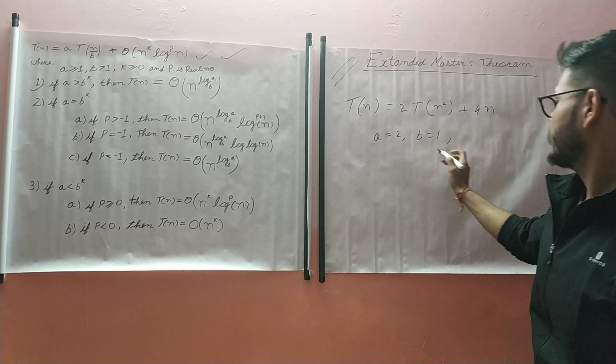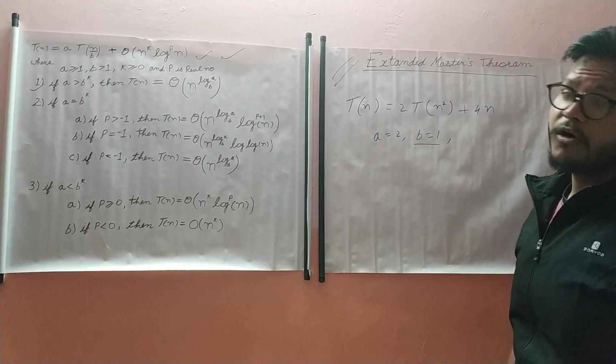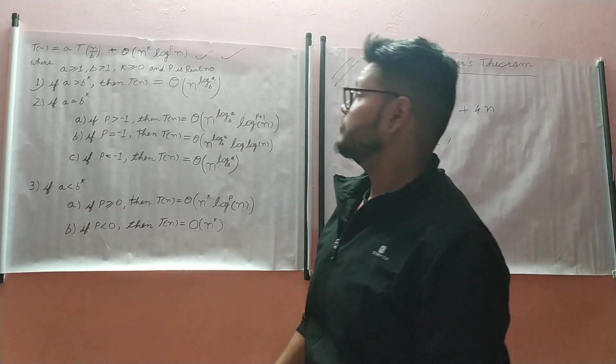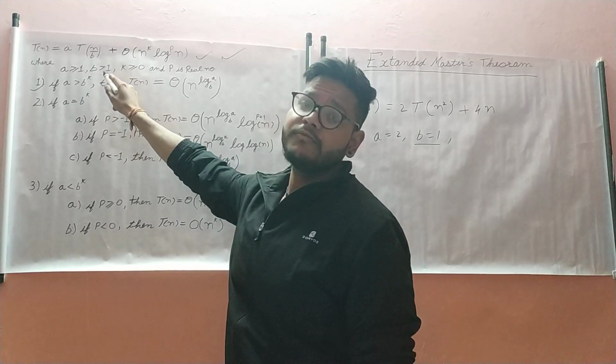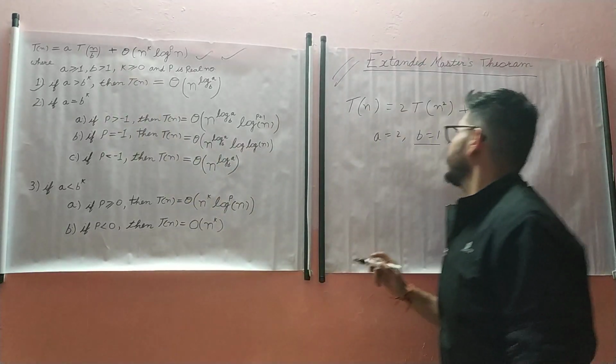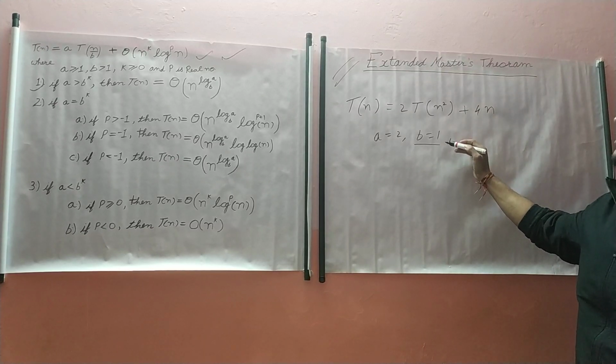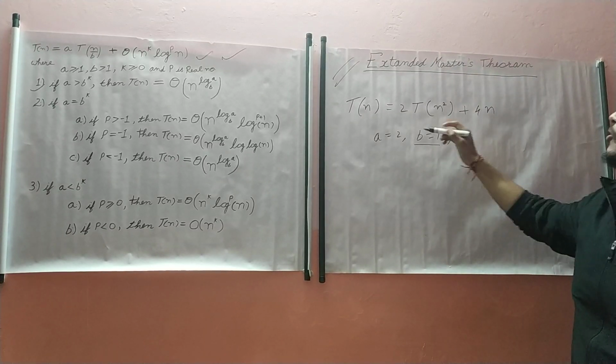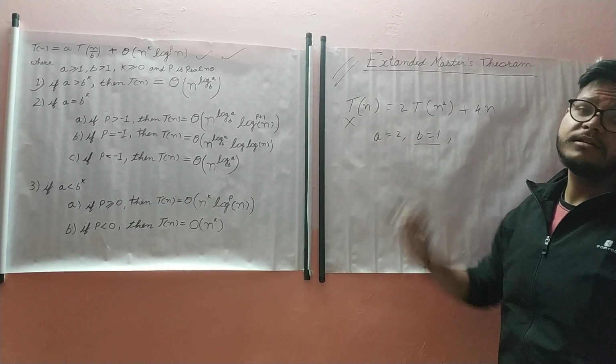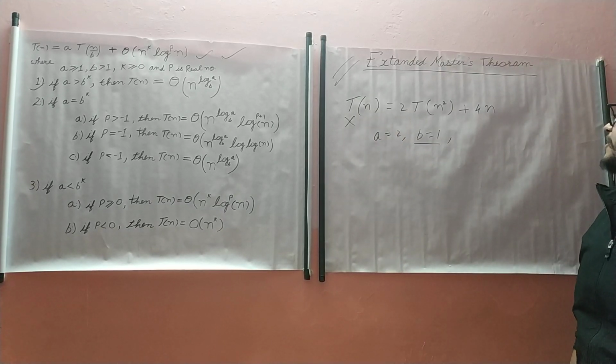Guys, again b is equal to 1. For applying the extended Master theorem, the value of b should be greater than 1, but in this equation the value of b is equal to 1. So again, Master's theorem can't be applied on this recurrence relation.